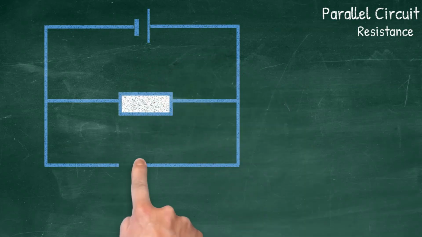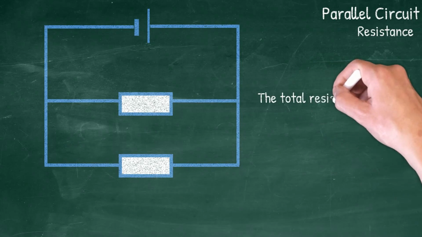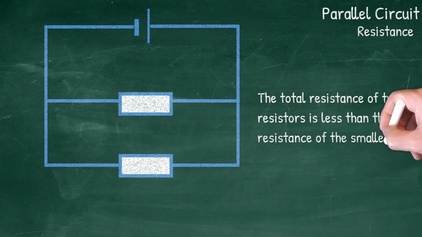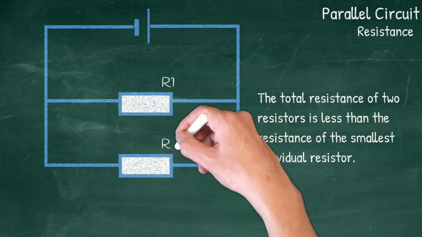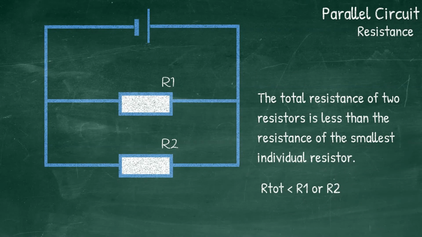In GCSE Science, you do not need to be able to calculate the exact resistance, but you need to know that the total resistance of the two resistors is less than the resistance of the smallest individual resistor. This can be represented by the shorthand equation. The total resistance is less than either resistor 1 or resistor 2.